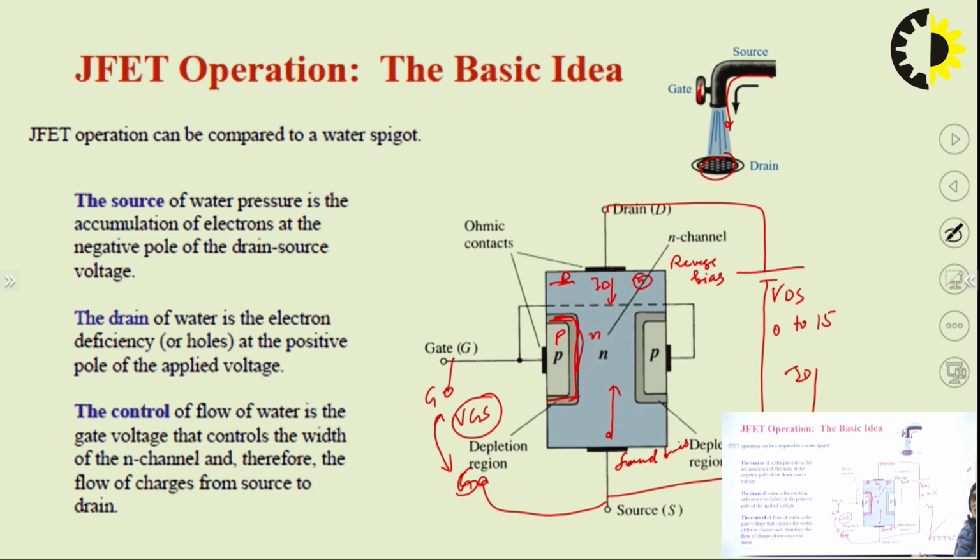Like in Ohm's law, R is equal to V upon I. If voltage increases, current is increasing, so that means your resistance is constant. This is the ohmic region where we are increasing the VDS and our current is also increasing. Due to the increase in the current, the reverse bias at this point is high and the reverse bias at this point is low. So this depletion layer will become like this.